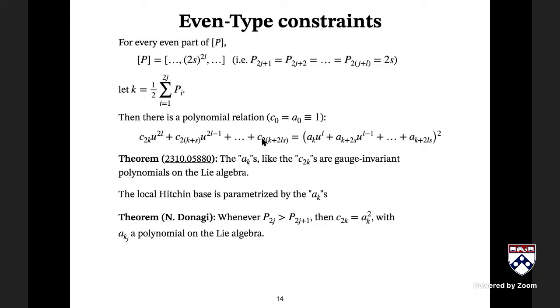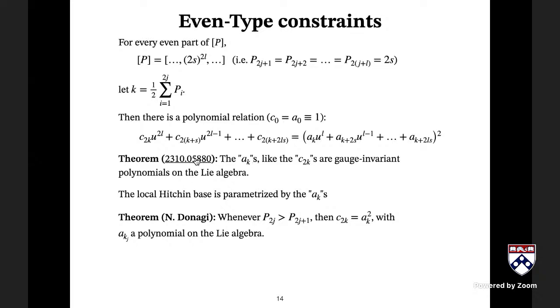We found, although it was, again, really only experimental, that the A's are also polynomials on the Lie algebra, gauge invariant polynomials on the Lie algebra in the same way that the C's were. And so they are good candidates, better candidates for parametrizing your Hitchin base. Why not use these gauge invariant polynomials instead of those ones?